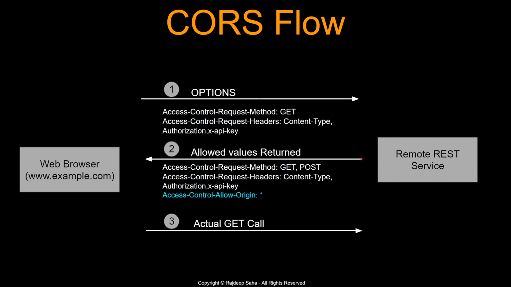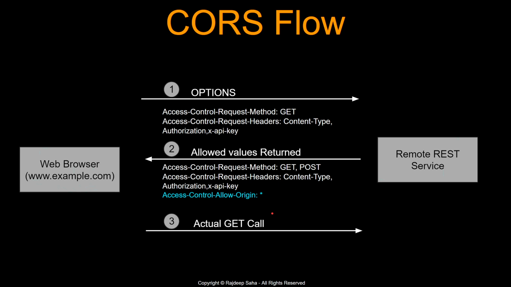And this remote REST service responds back and says, okay, you are requesting GET, but guess what? You could do GET and POST, and you can pass the headers that you are requesting: Content-Type, Authorization, x-api-key, and this is the key part, Access-Control-Allow-Origin. So in this case, the origin will be the actual website, www.example.com, and it's saying asterisk. That means any web server can call GET or POST. And note that CORS is a feature of the browser, not the backend APIs.